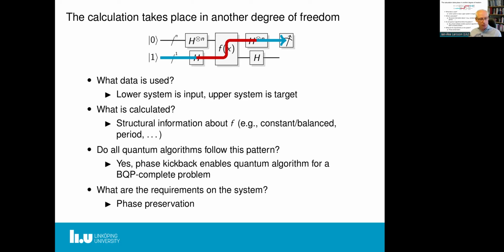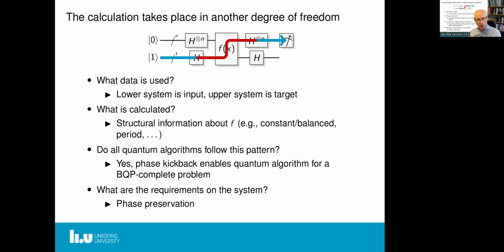It turns out that the lower system here is the input and the upper system is the target. So the roles of the registers are reversed. I should point out that one important feature of this is that even though the target is 1 bit, so that the function can only provide 1 bit of information for each call, the control register is n bits, which means that there's much less restriction on how much information a quantum algorithm can give you.